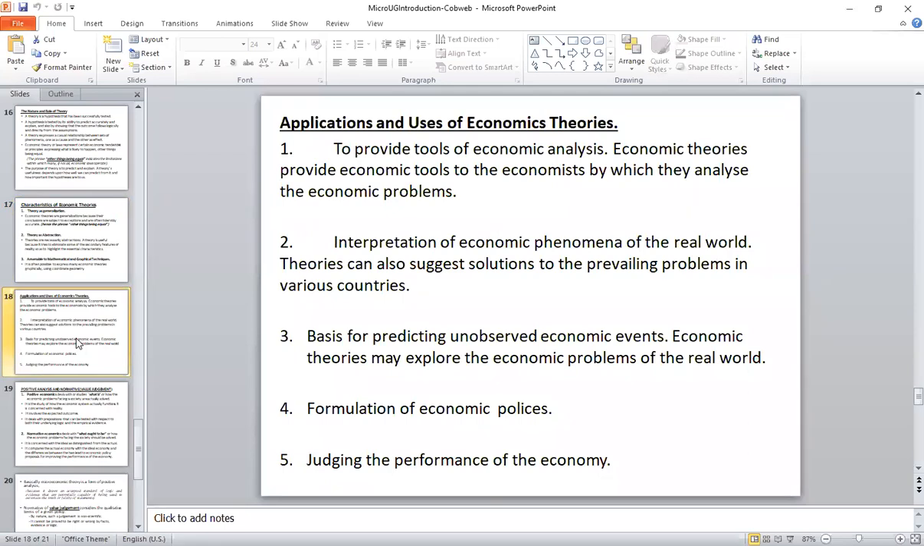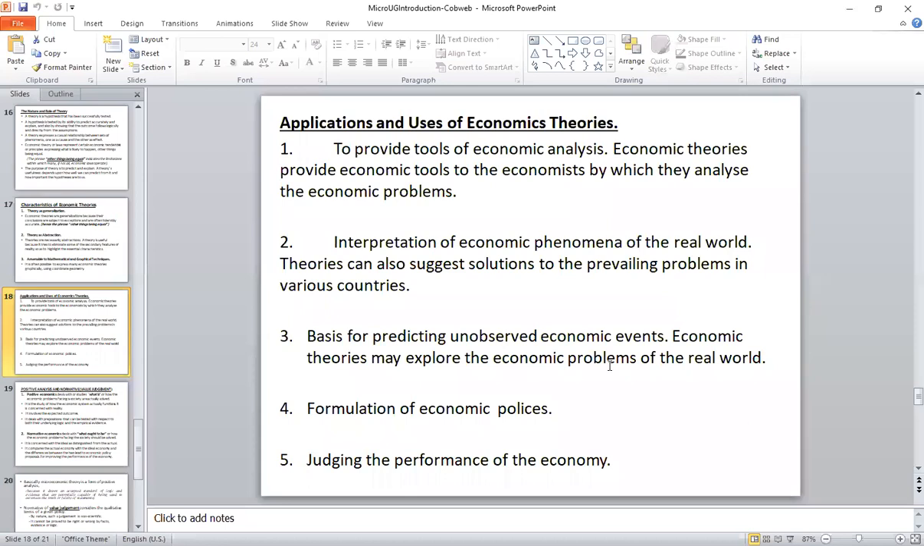application and uses of economic theories, of course, to provide tools for economic analysis, where economic problems, normally they are tools used by economists, who analyze the economic problems, and interpretation of economic phenomena of the real world. So by using theories, we can interpret the phenomena of the world. And these theories can also suggest solutions to the prevailing problems in various countries. But it can also help us predict and observe the economic events.